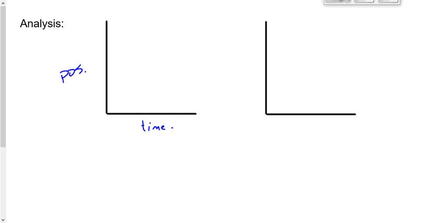Now the second one, what do you think that one's going to be? It is going to be a straight line, but what's going to be plotted on the y-axis? Velocity. It's velocity versus time. And that one should be a straight line. Having said that, it's not going to be a straight line like this. It's going to be a straight line like this.